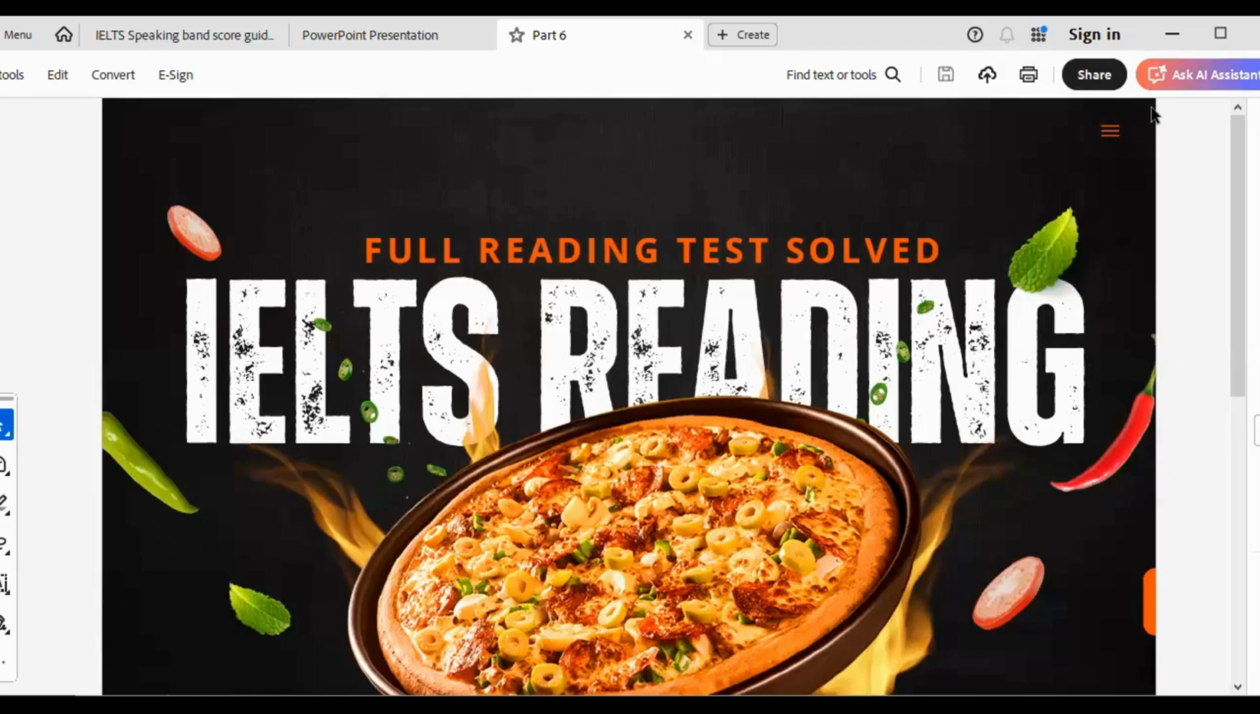What I want to do today is to show you how to solve a full reading test for IELTS. That's what I want to deal with today. I'm going to show you the steps or the approach that I usually use, especially when it comes to computer-based tests. Well, it can also be applied to paper-based tests.